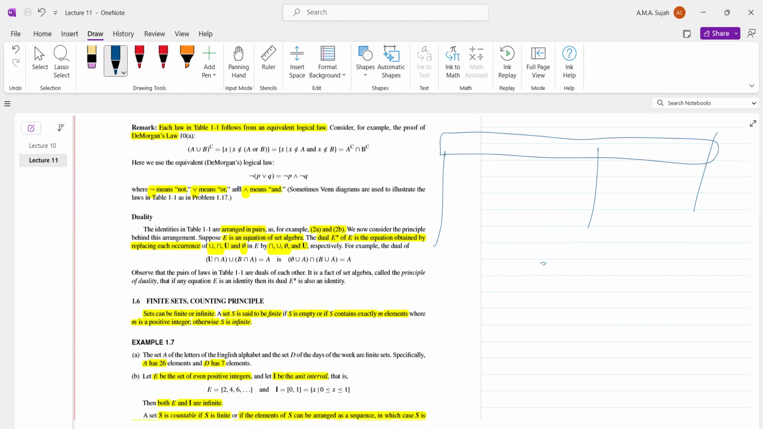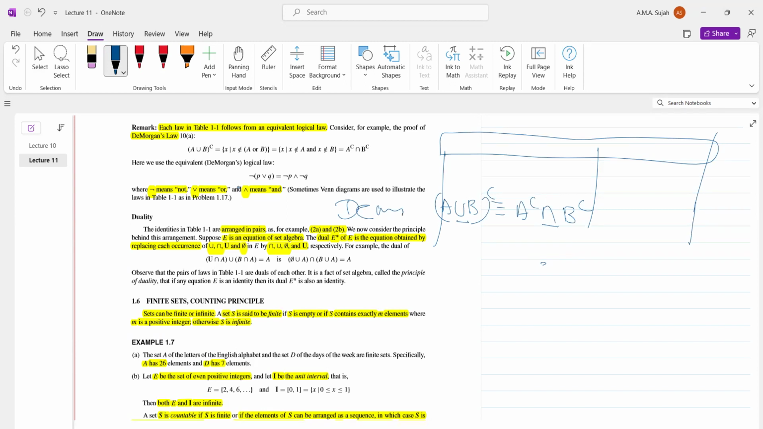One portion of the De Morgan's law says, A union B, whole thing complement, is equal to A complement intersection B complement, right? Duality means here we are using union and complement. Here union, here complement, here intersection.